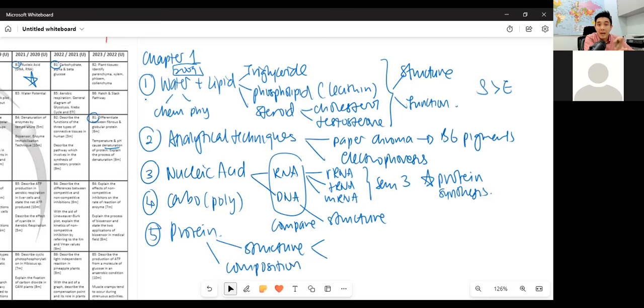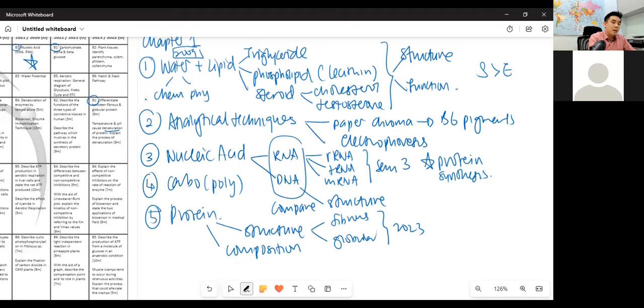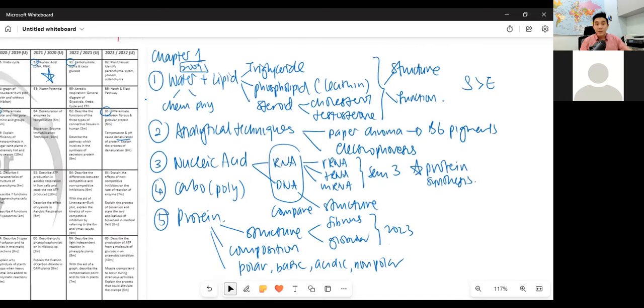Whether it's pure protein, 100% amino acid or not. Structure: fibrous, globular. Oh yeah, by the way, this already came out last year. And the type, is it polar? Is it basic? Is it acidic, non-polar? So guys, make sure you go through these five things before all the rest. This is for chapter number one.